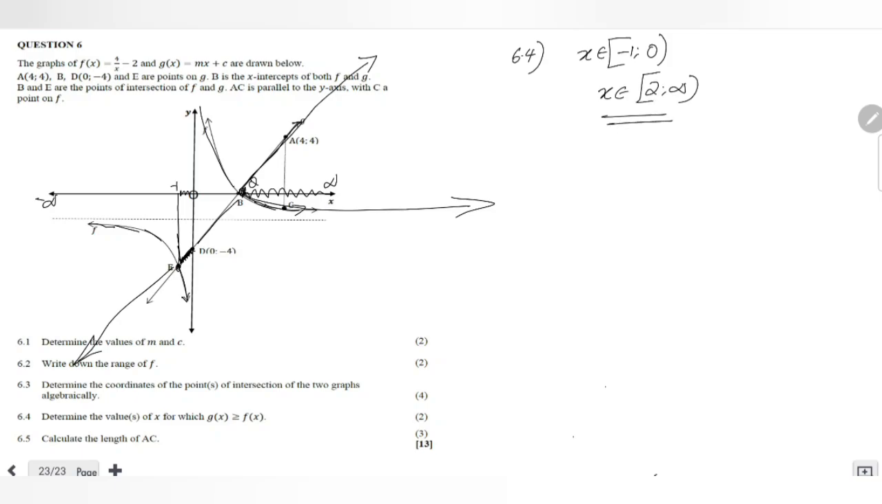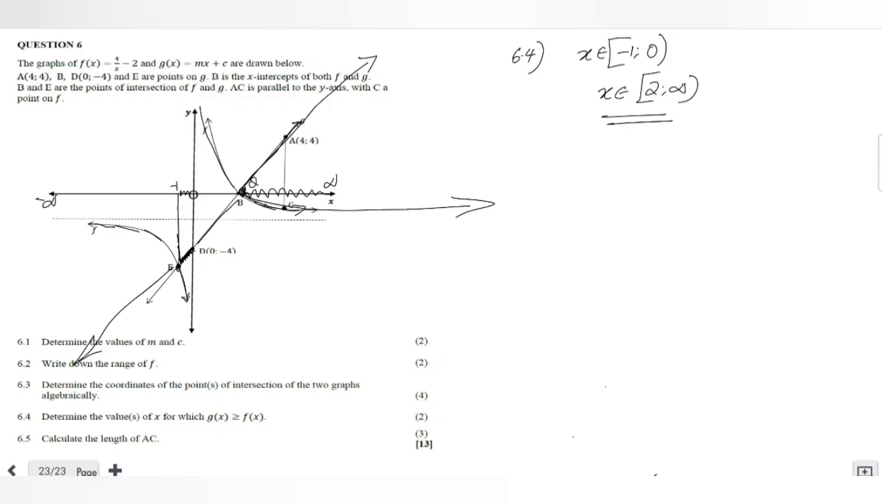So x value from minus 1 to 0, look at the x-axis, from minus 1 to 0, look at both graphs where g of x is above and f of x below, isn't it? Then after 2 also we can see that after 2 on the x-axis, you can see g of x up and f of x down. So you have to identify. This is how we can do this question.